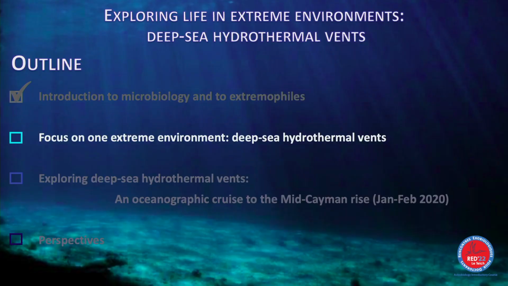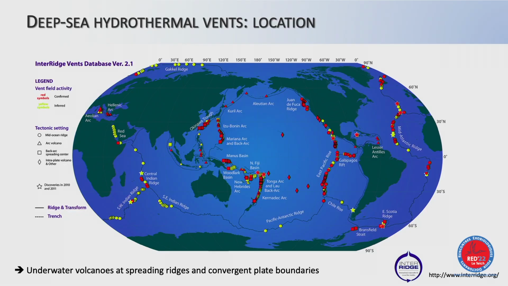So now you know more about extremophiles. I'd like to focus on one extreme environment, which is the deep sea vents. First of all, where are they? You can find deep sea hydrothermal vents all over the globe. They are mostly underwater volcanoes, under spreading ridges and convergent plate boundaries.